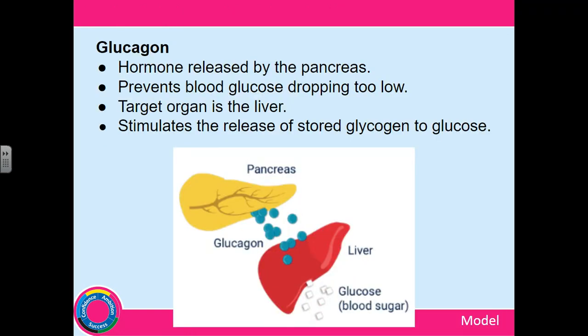Okay, this is just a very quick slide going over glucagon in a bit more detail. Glucagon is a hormone which is released by the pancreas, and this hormone stops the blood glucose from dropping dangerously low. The target organ for this hormone is the liver, and it stimulates the conversion of glycogen to glucose. So when our blood sugar levels are too low, the pancreas will produce glucagon, and it will cause the liver to release the stored glucose back into the bloodstream.